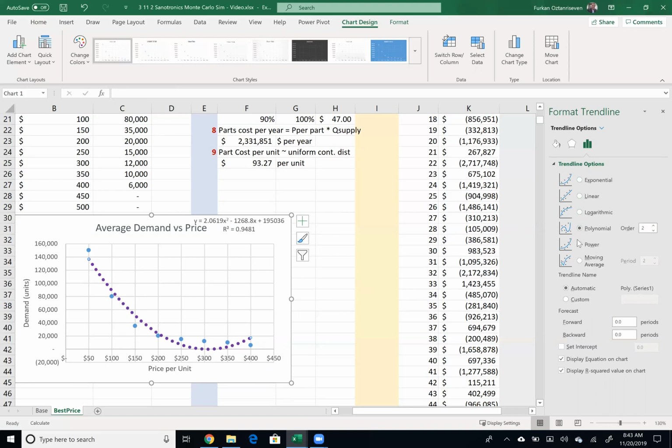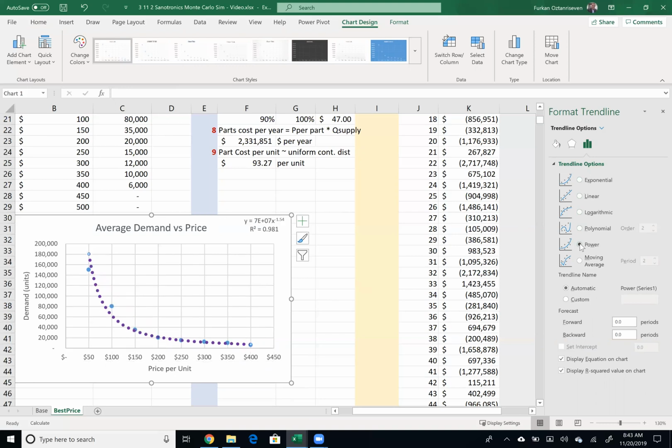So which one should I use? If I go power, it's 98%. Wow, this is excellent. So maybe then I should just use the power function, because this is explaining pretty much 98%. Okay, let's stick to this because it's better than anything else. So again, I can explain almost more than 98% of variation in demand by price per unit using this power function.